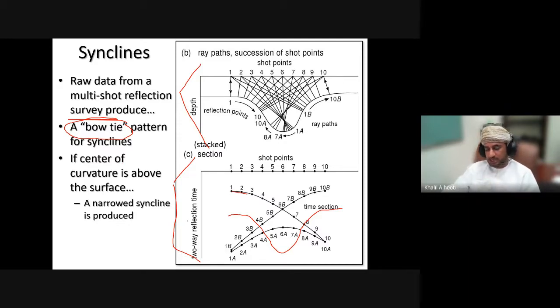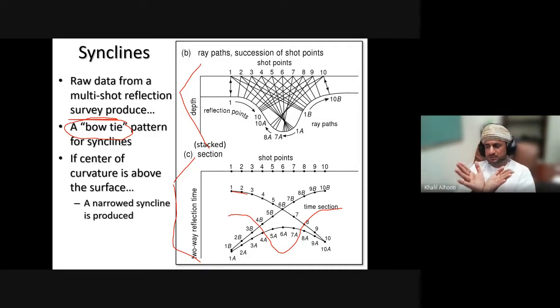This is a seismic section after stacking it, after the anomaly correction and stacking. Anomaly correction is flattening the reflections. Stacking is summing them together. So this is a stacked section. In the stacked sections, we see that a tight syncline will look like a bow tie feature.